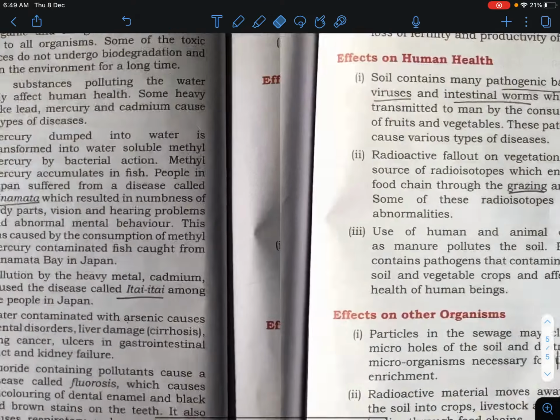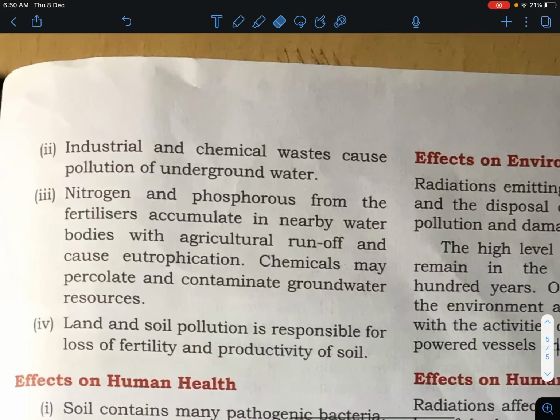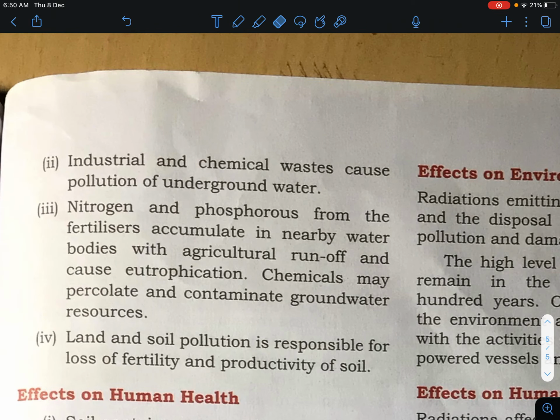Effect on the environment: the first one is that nitrogenous fertilizer produces a toxic concentration of nitrate and nitrite in the leaves. And the second one is that industrial and chemical waste cause pollution of the underground water.